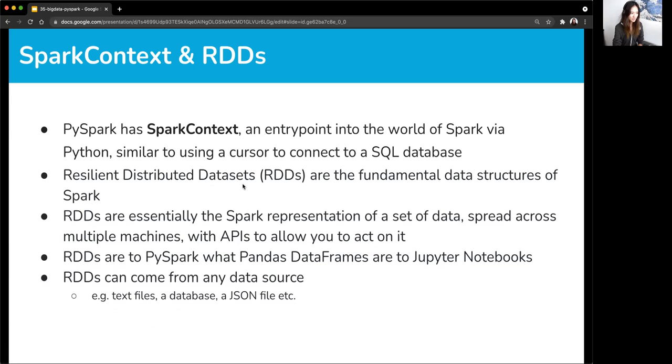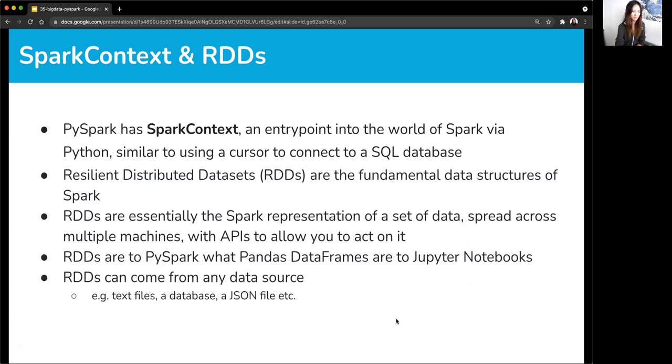So RDDs are the fundamental data structures of Spark. RDDs are to Spark what data frames are to Python. RDDs are essentially the Spark representation of a set of data spread across multiple machines with APIs to allow you to act on it. Visually, when we're working with RDDs, they actually look just like Pandas data frames. We just don't know that in the backend they're split up across multiple machines. So as I said before, RDDs are to PySpark what Pandas data frames are to Jupyter notebooks.